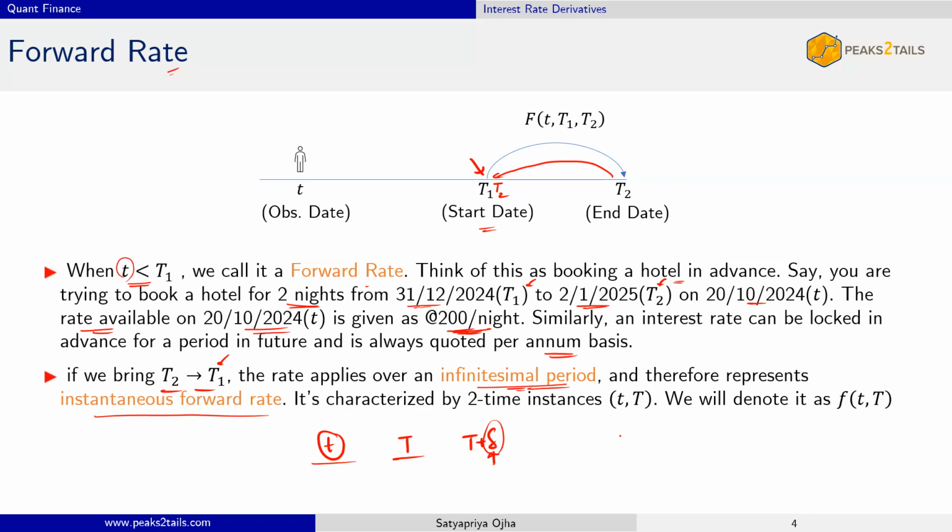So we denote the instantaneous forward rate as f(t, T), small f, small t comma capital T. Everybody understands this. It means it is available at small t, applicable from capital T to the next instant. So you don't need three time parameters, just two is fine. So that is the instantaneous forward rate. Now this is important from a modeling perspective, and this is something we'll look at in the next class. Today, we don't need this.